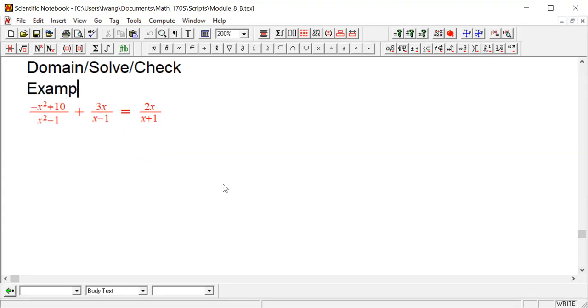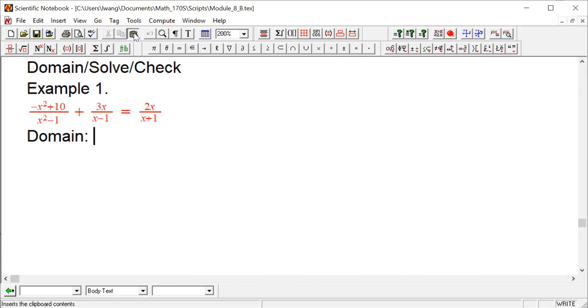Take the first example. We have rational expressions on both sides. What this statement says is that the left-hand side is the same as the right-hand side. First, we need to make sure we work in the domain. In the domain means that every expression is guaranteed to be meaningful, and the denominator cannot be zero. So the first step is to factor all the denominators.